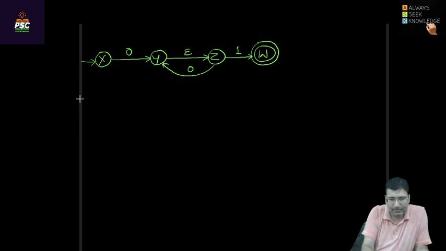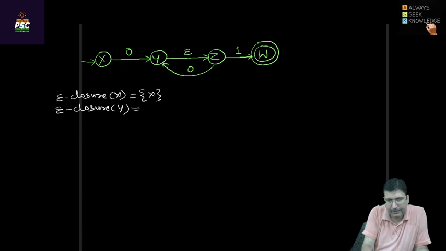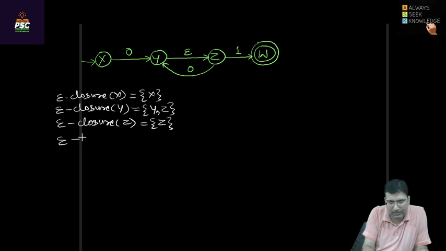So let's consider the closure. If I consider the lambda closure of X, in the lambda closure of X there is X and only X. In the lambda closure or epsilon closure of Y, there will be Y for sure as well as Z also. In the epsilon closure of Z, there is Z and only Z because there is no epsilon transition. In the epsilon closure of the W state, there will be W.